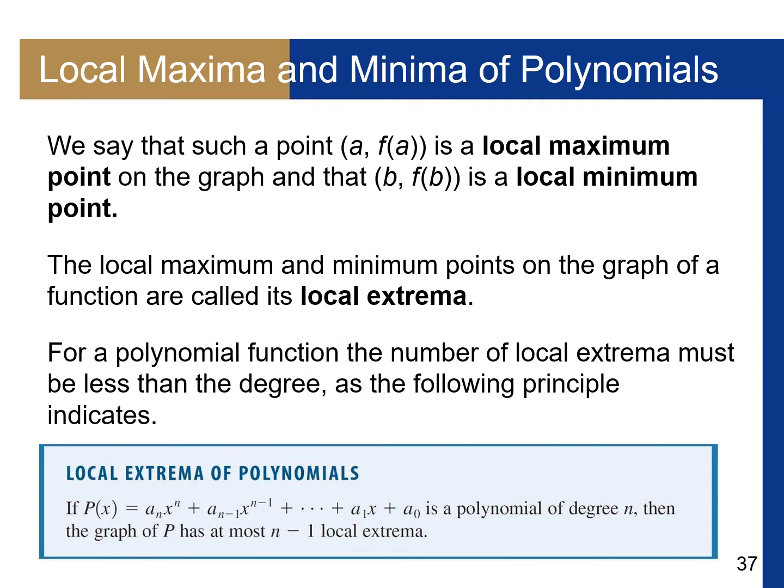Again, this is just emphasizing that it will have a local max and a local minimum point. The local max and minimum points on the graph of the function are called the local extrema. Why not give it another name, right? So local max and local minimum points are called local extrema.